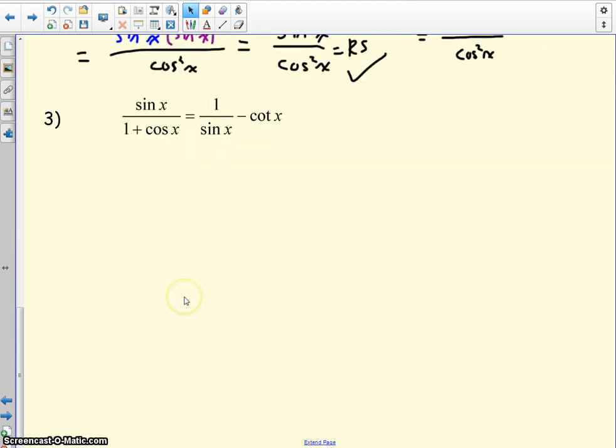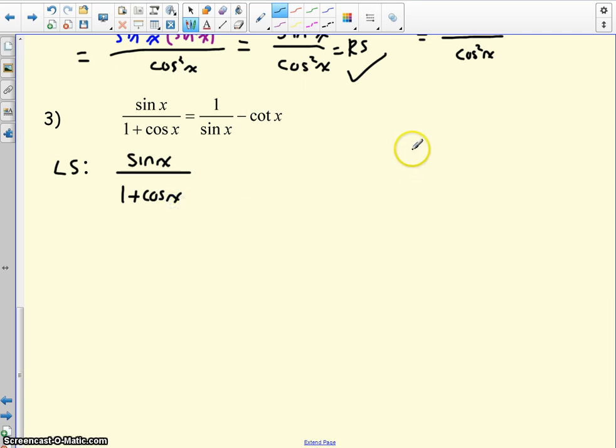Okay, so you have sine x over 1 plus cos x equals 1 over sine x minus cotan x. Okay, and as always, I'm just going to start off by splitting up my left and right hand sides. Okay, and again, as a rule of thumb, express everything in terms of sine x and cos x. So actually I'm going to do that right off the bat here. I see a cotan x. I'm going to replace that with cos x over sine x.